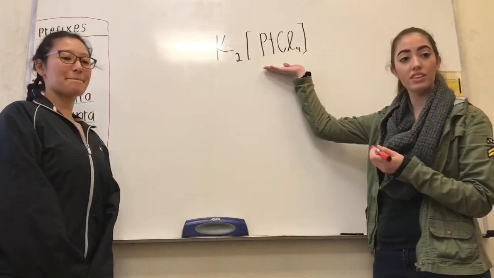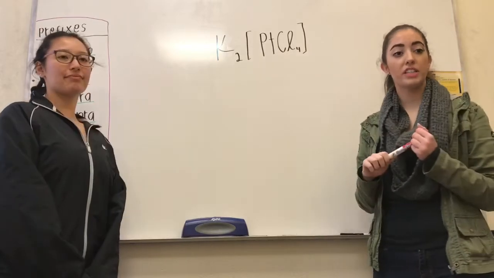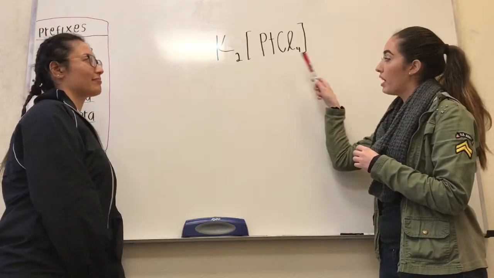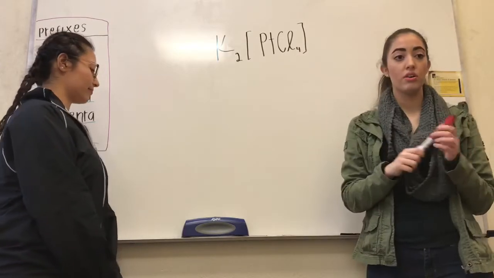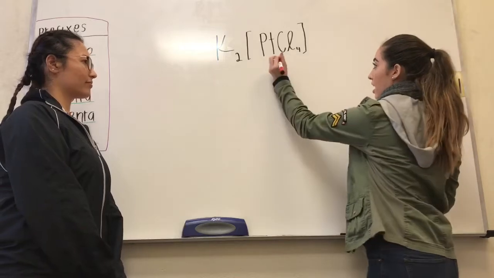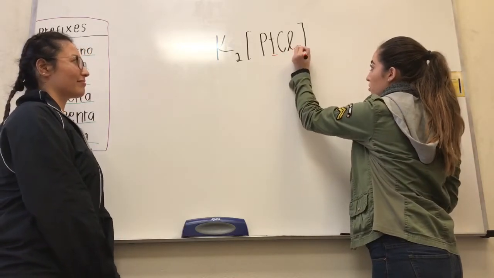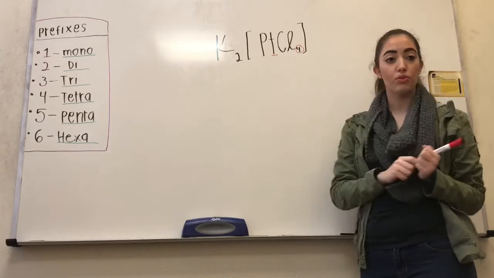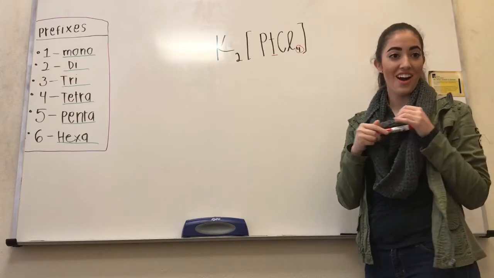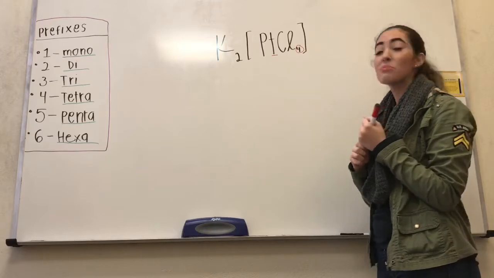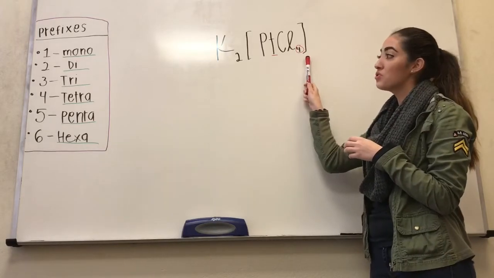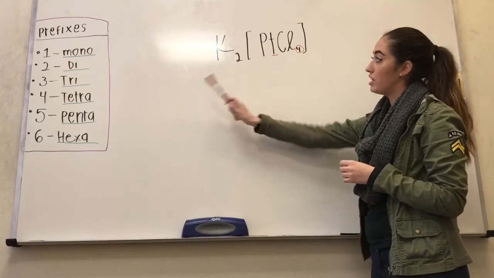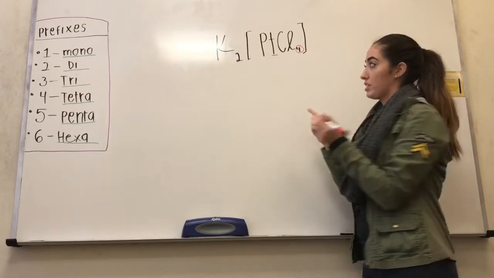So here we have this compound. Let's break this down step by step. First, in the bracket, we have platinum and chloride. Platinum doesn't have a subscript, but chloride does. Chloride has 4, so that means there are 4 chlorides. If we refer to the table previously mentioned, since it has 4 molecules of chloride, we have tetra. So we use tetra as the prefix.